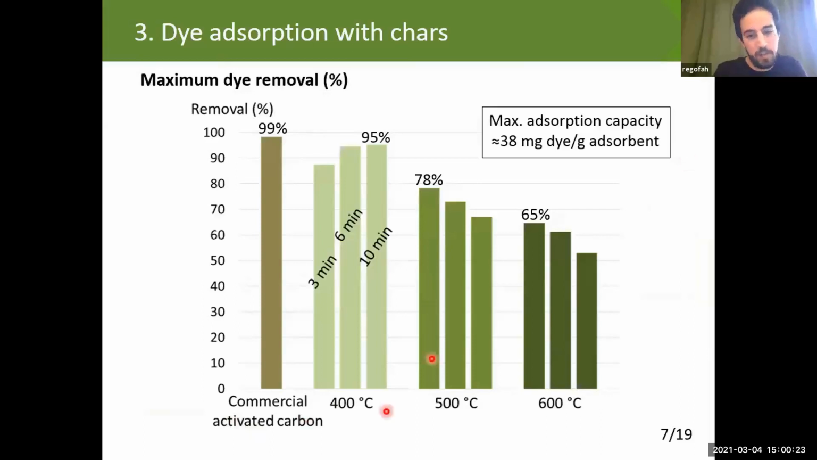So what I found was that the lower temperature chars were outperforming the higher temperature chars, which is interesting because you could expect that as you increase temperature, you increase porosity and surface area. But this did not translate into the adsorption performance. The lowest temperature achieved comparable removal percentages to activated carbon, which is good. And there seems to be an increasing trend with solid residence time, but only for the lowest temperature, and then a decreasing trend for the other 2 temperatures. For the conditions I used, I got more or less 38 milligrams of dye per gram of adsorbent, which is the adsorption capacity for these conditions.